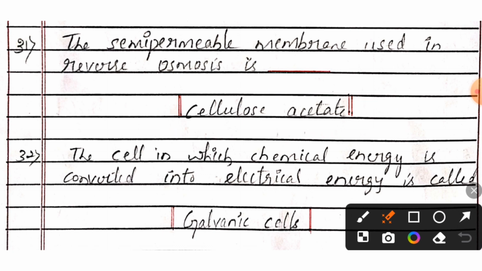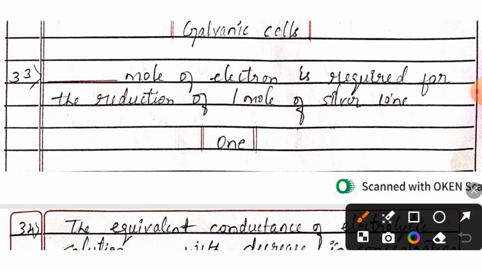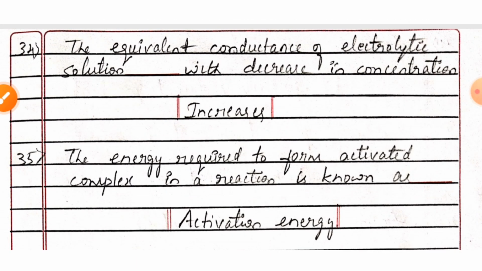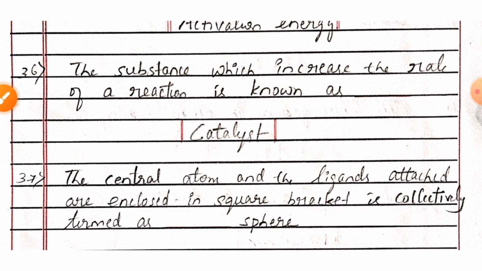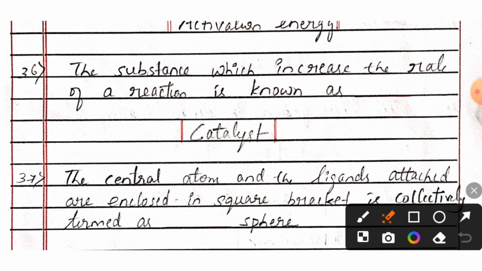The cell in which chemical energy is converted into electrical energy is called galvanic cell. Dash mole of electron is required for the reduction of 1 mole of silver ions. 1. The equivalent conductance of electrolytic solution dash with a decrease in concentration, increases. The energy required to form activated complex in a reaction is known as activation energy. The substance which increases the rate of reaction is known as catalyst.